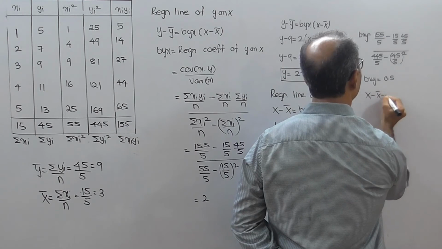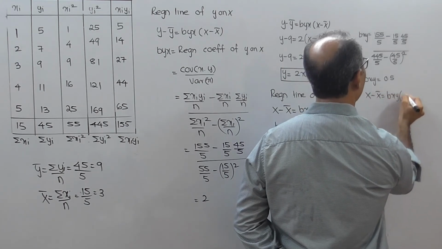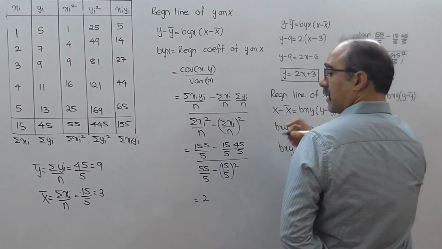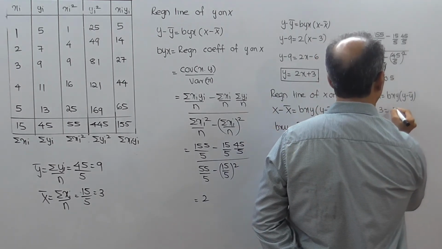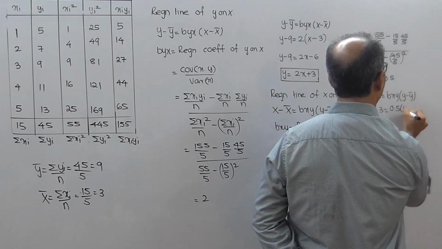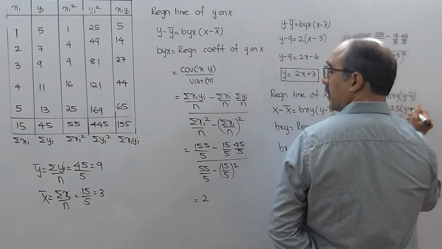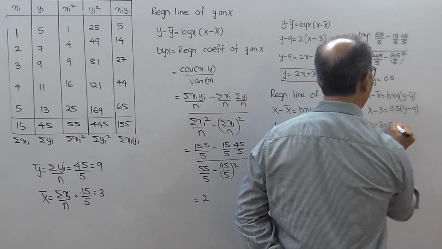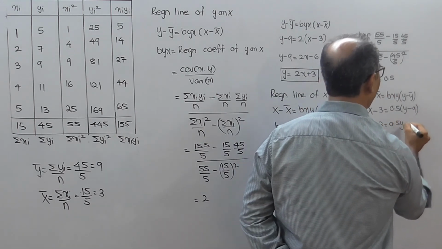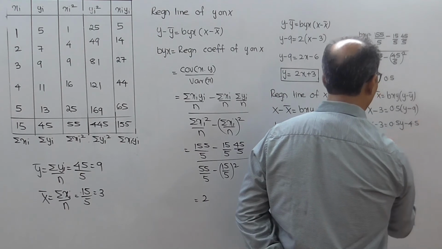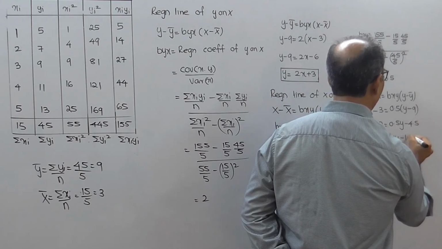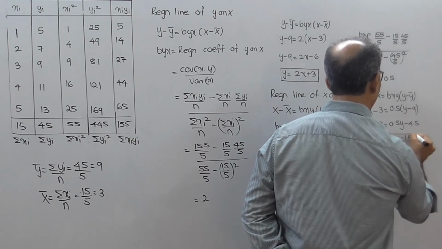So my formula is x minus x bar equals bxy times y minus y bar. X bar, I hope it is 9, bxy is 0.5, y bar is 9. So you get x minus 3 equal to 0.5y minus 4.5, x equal to 0.5y minus 1.5.